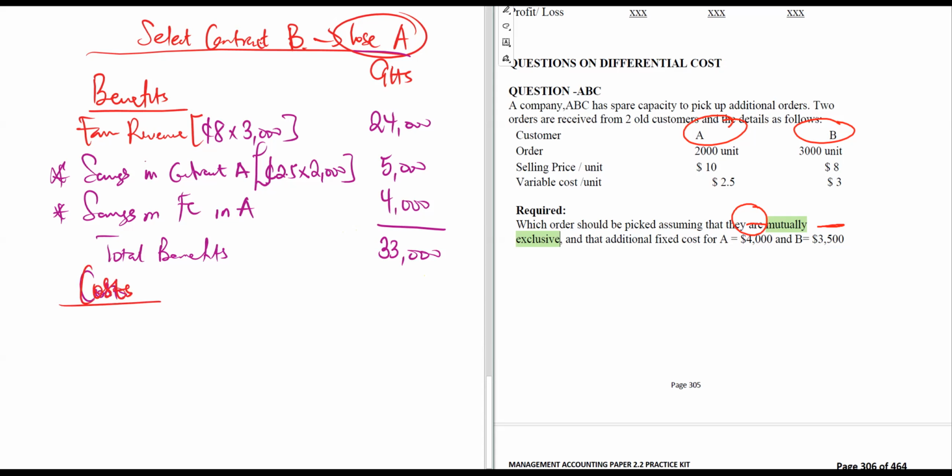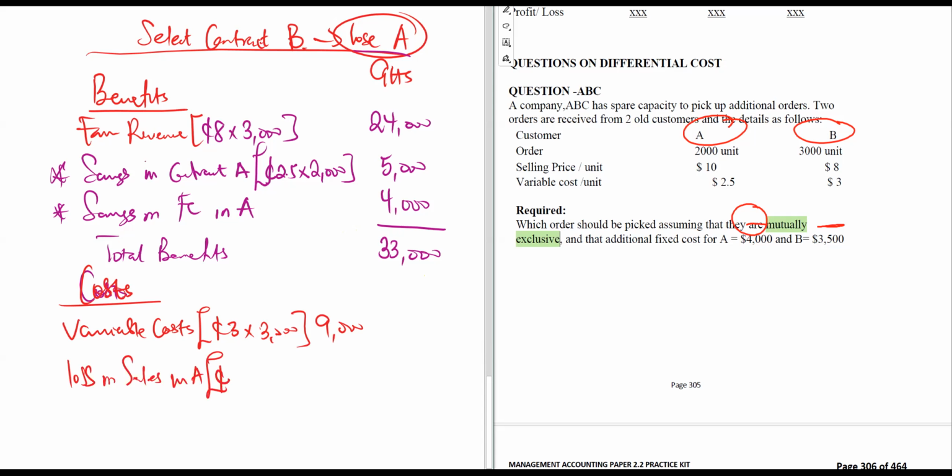Let's look at the cost. If I decide to go for B, what are the costs I'm going to incur? First of all, I'm going to incur variable costs. For the 3 cities contract, that is 3 cities by what? The 3,000 units, which is 9,000. And also, what am I going to lose? I'm going to lose the revenue of A, the sales in A. So, loss of sales in A.